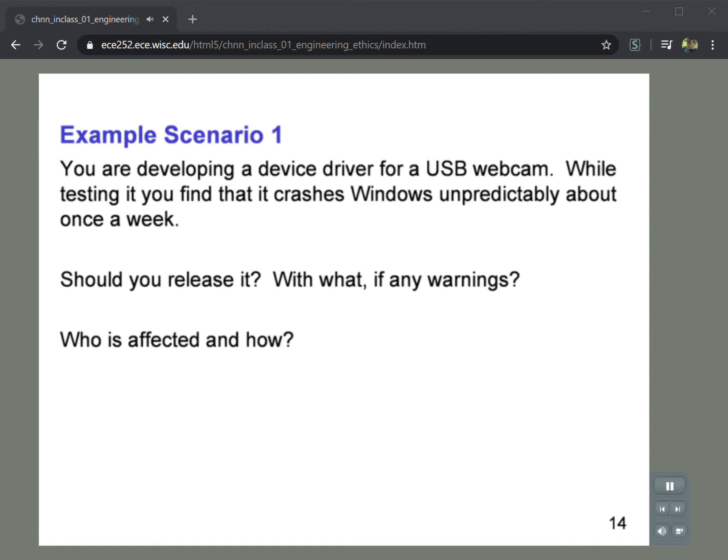Now you're under a lot of pressure from your manager. You've got to get this device driver out the door because it's the only revenue product that your company has, and if you don't start shipping it soon, your company might go out of business. So what should you do? Should you go ahead and release this device with this device driver that doesn't quite work 100% of the time?